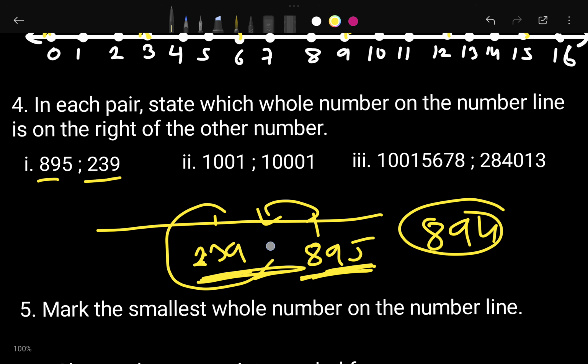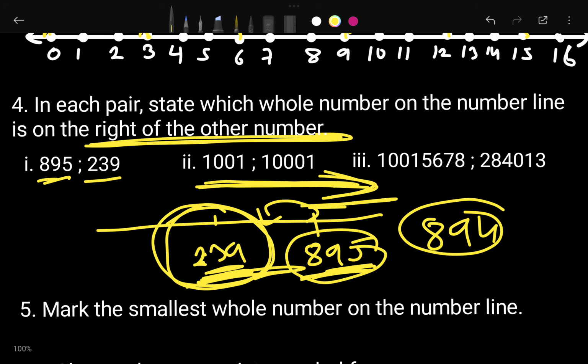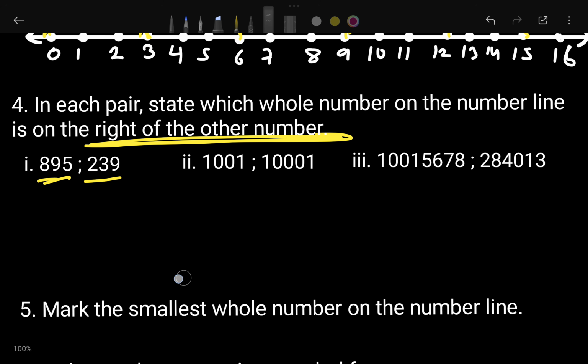If you see, this 239 is there. So what is the right of the number? We have to write only the right of the number. So if you see, 895 is there, 235. What is the right number? If you take the right side, it is this one only, na. So in this direction, which number is there? 895 is there. But when it talks about the left side, so when we go to the left side, if 895 is there, what is the left side of this? This is 239. So that's why we have to write it like that.